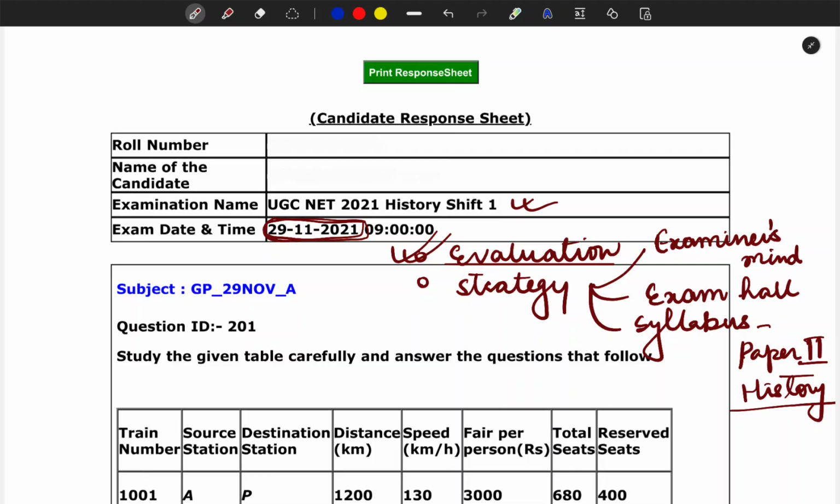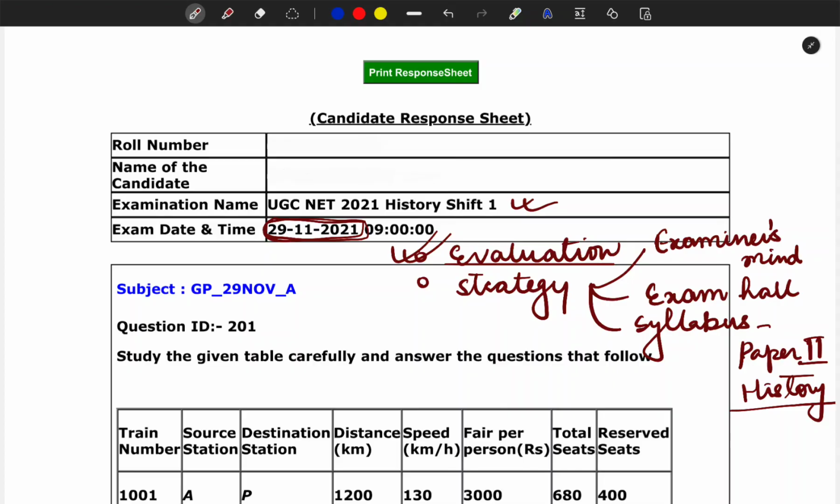So the thing is that I'm going to evaluate this paper on the basis of its merit, that is, how you should approach a particular question, and how, even if you don't know any fact about a question, you have to approach that question.